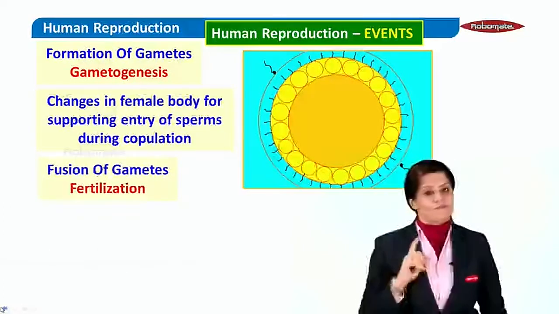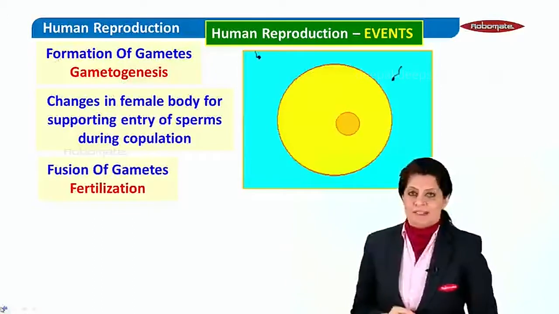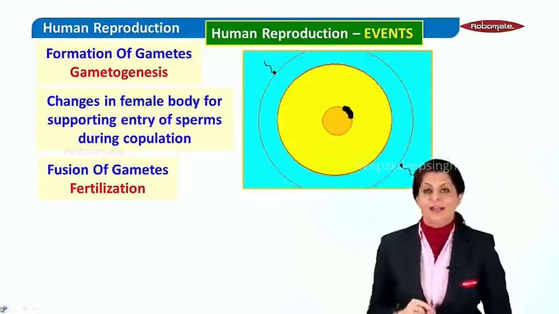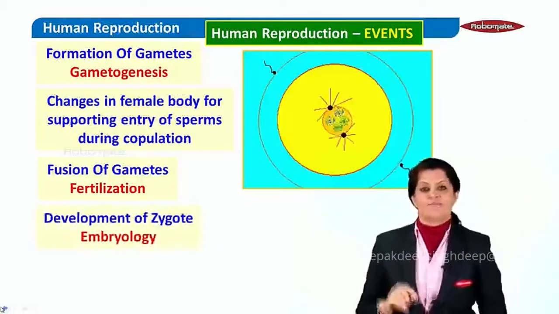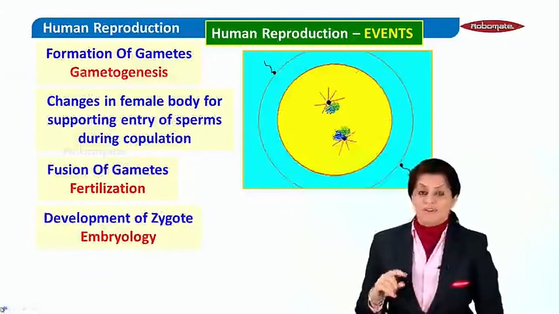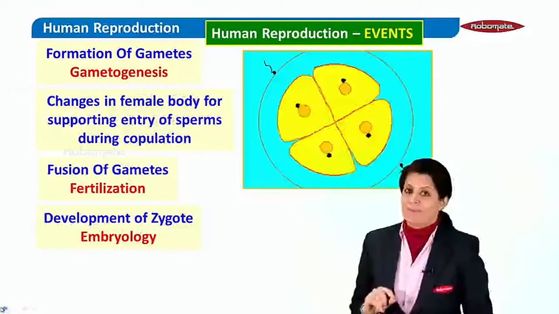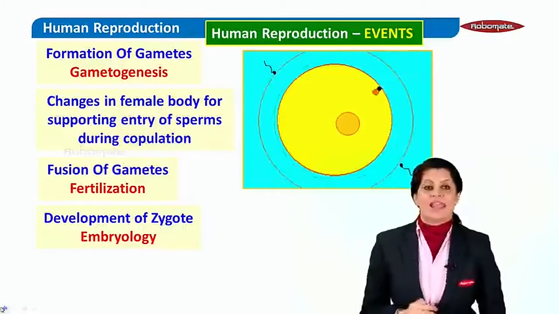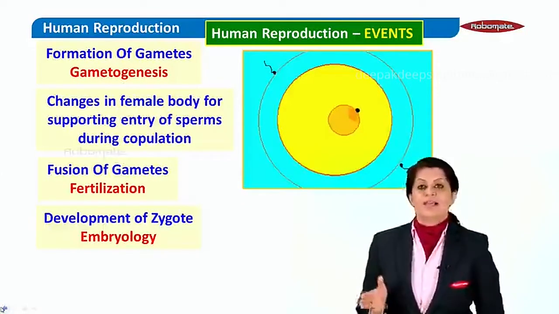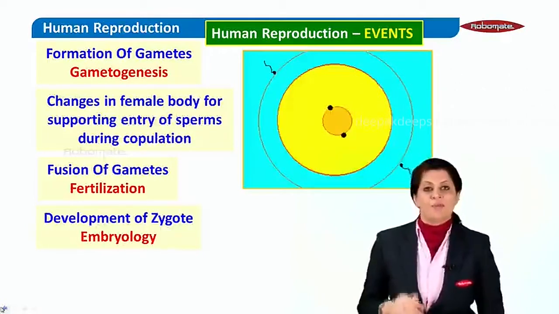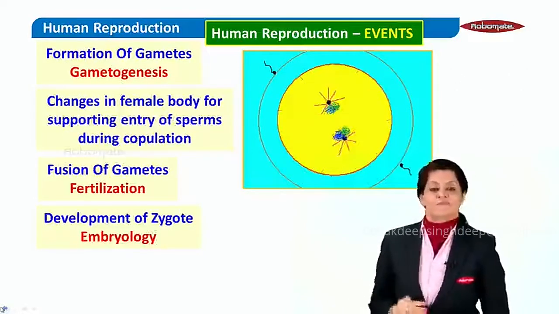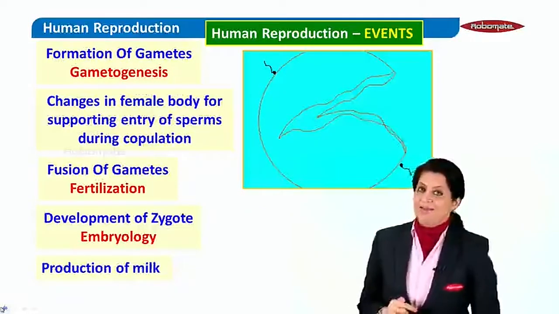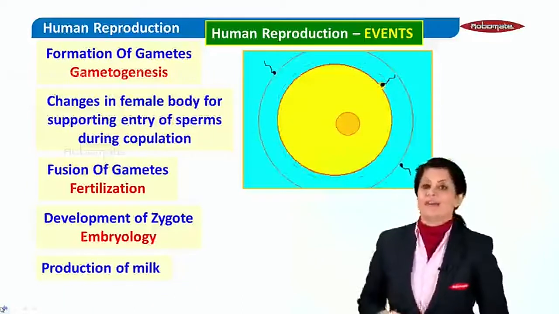Further, the fusion of gametes takes place, called fertilization. Sperm fertilizes the egg, which leads to the formation of zygote, further developing into embryo. That's why it's called embryology, the study of embryo. Now till the time the baby is delivered, another function which happens is production of milk by the mother to sustain the young one.